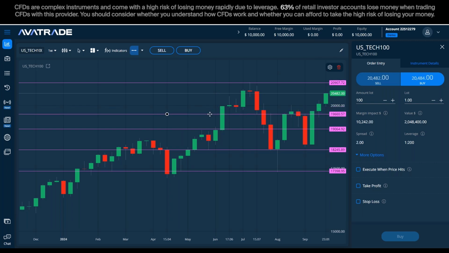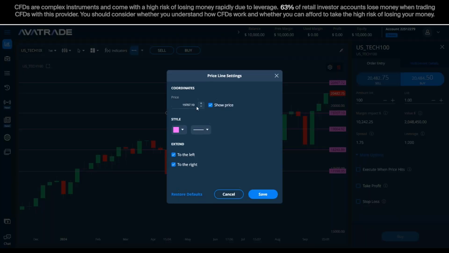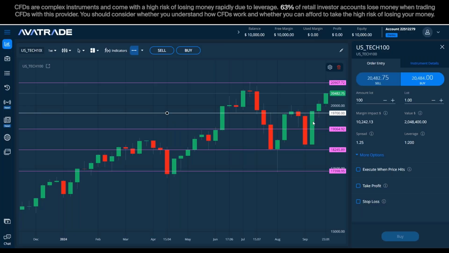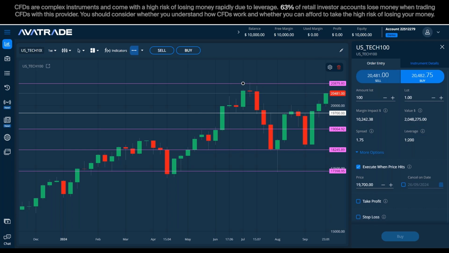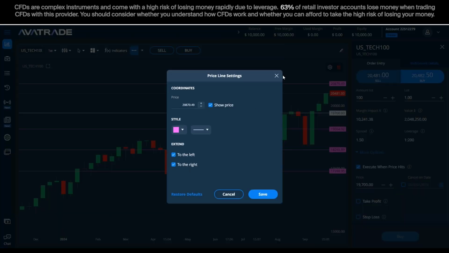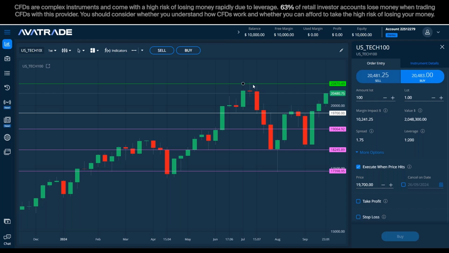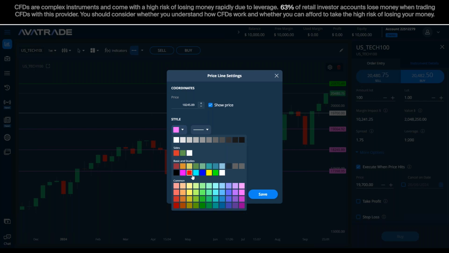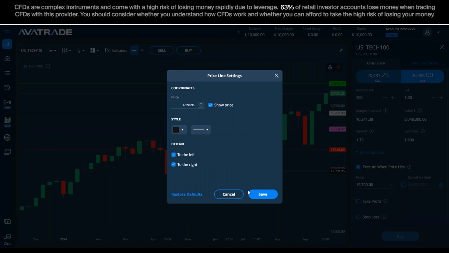Okay, just a moment, guys. All right, let's flatten that out. Let's pretend that our execute when price hits is somewhere here. And our take profit will be the, let's say, green line. Okay, is it 20? And then this would be our take profit. This would be our stop loss, and let's make it this way.